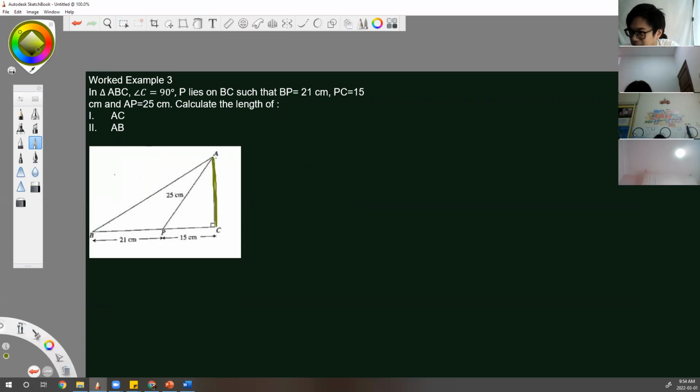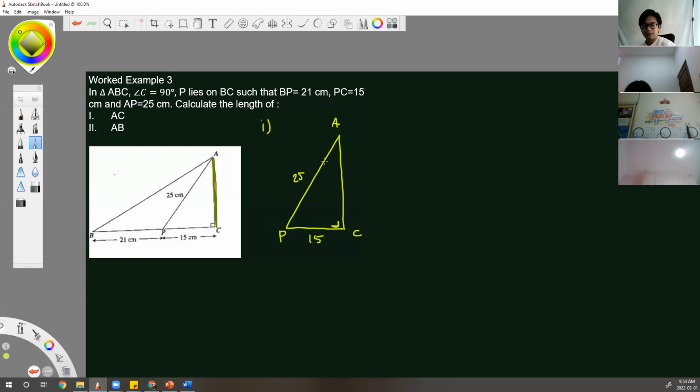You can use the smaller triangle. Just extract the small right angle triangle. So to make it more simple, A, C, P, we have 25 here, we have 15 here. So how do you calculate AC, part 1? Use the Pythagoras rule with the hypotenuse. What's the hypotenuse? Anyone? AP, PC, or CA? AP, that's right, cool.